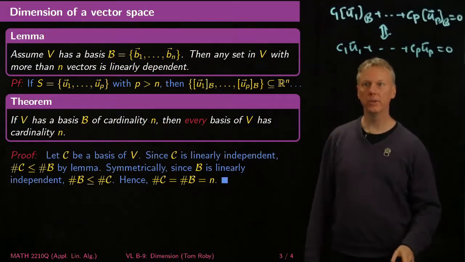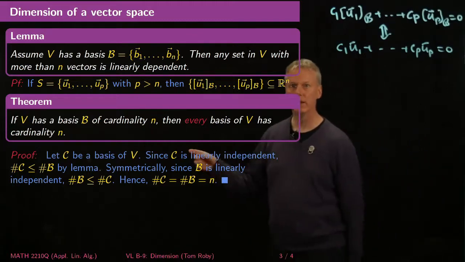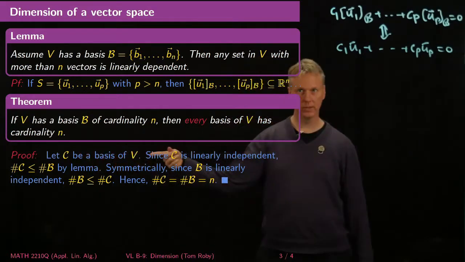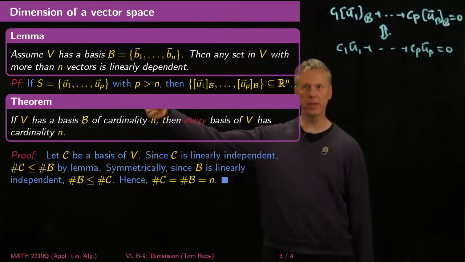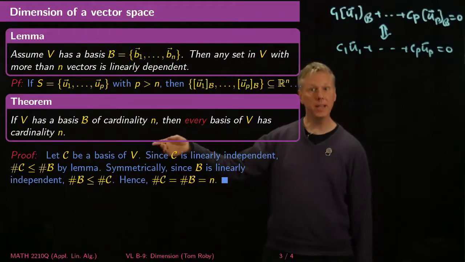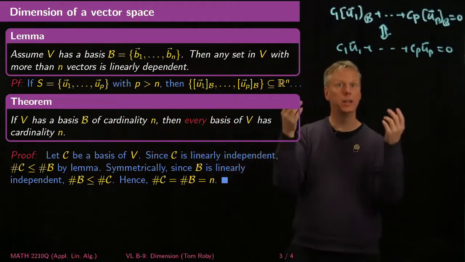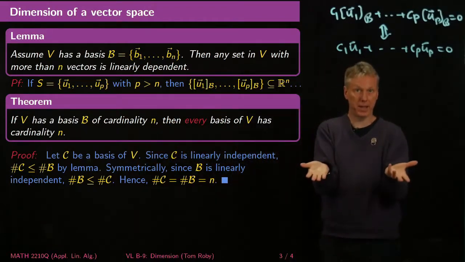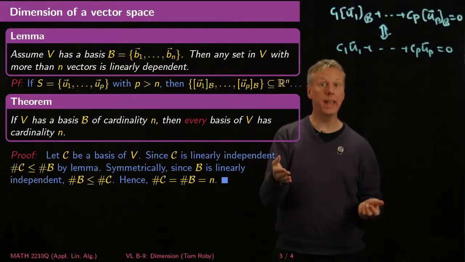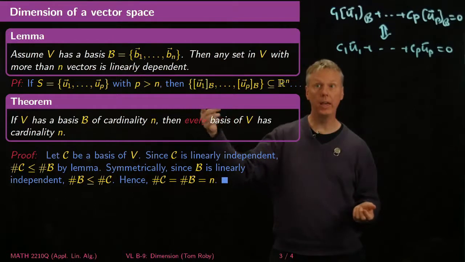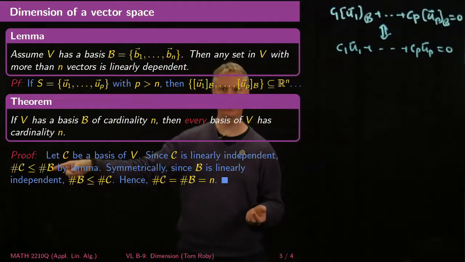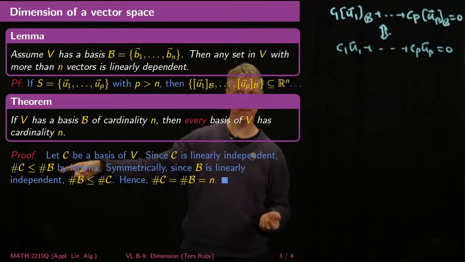Okay? So here's the outline of the proof. Suppose that I've got another basis C. So C is a basis. I already started off with B being a basis of cardinality n. I haven't said anything about the cardinality of C. But since C is a basis, what is it? It's a linearly independent spanning set. So because it's linearly independent, it can't have more than n vectors by this lemma. In other words, it can't have more than the number of vectors in the basis B.